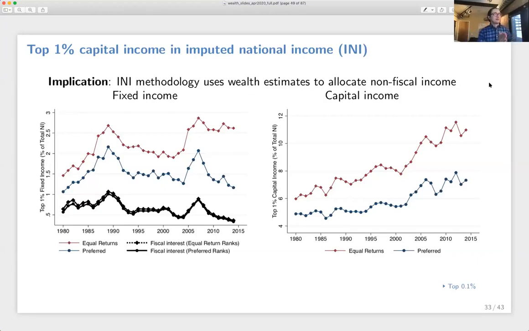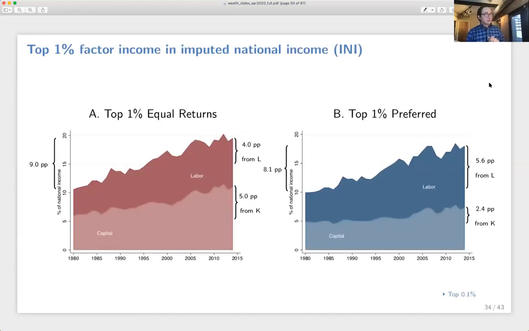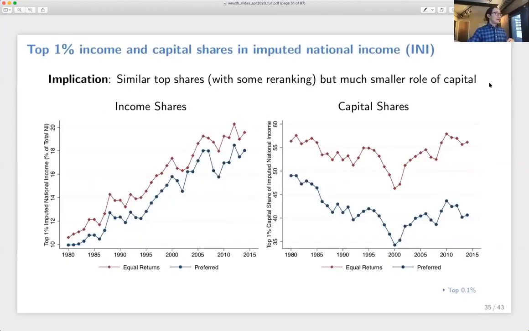On the right, we can see what effect that has on top capital income. In the equal returns approach, you have a pretty dramatic increase in capital income. We see also an increase, but it's much flatter. In terms of the capital share, labor ends up being much more important under our preferred estimates for top 1% income levels and growth. Interestingly, our top 1% shares here on the left go up a similar amount. So it's really more about the composition than about how much income inequality has gone up.